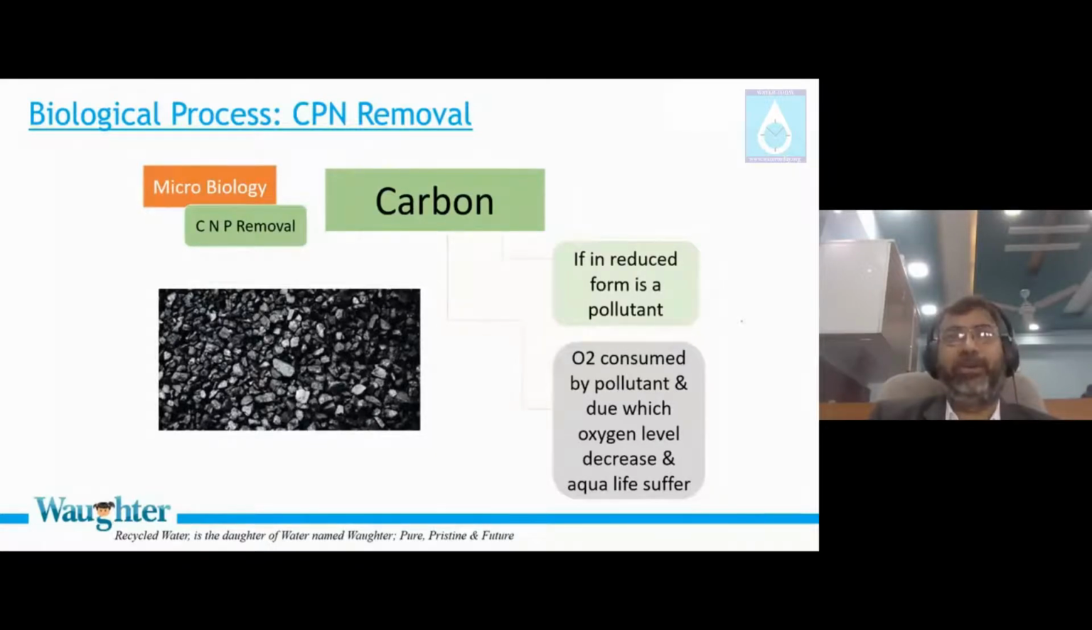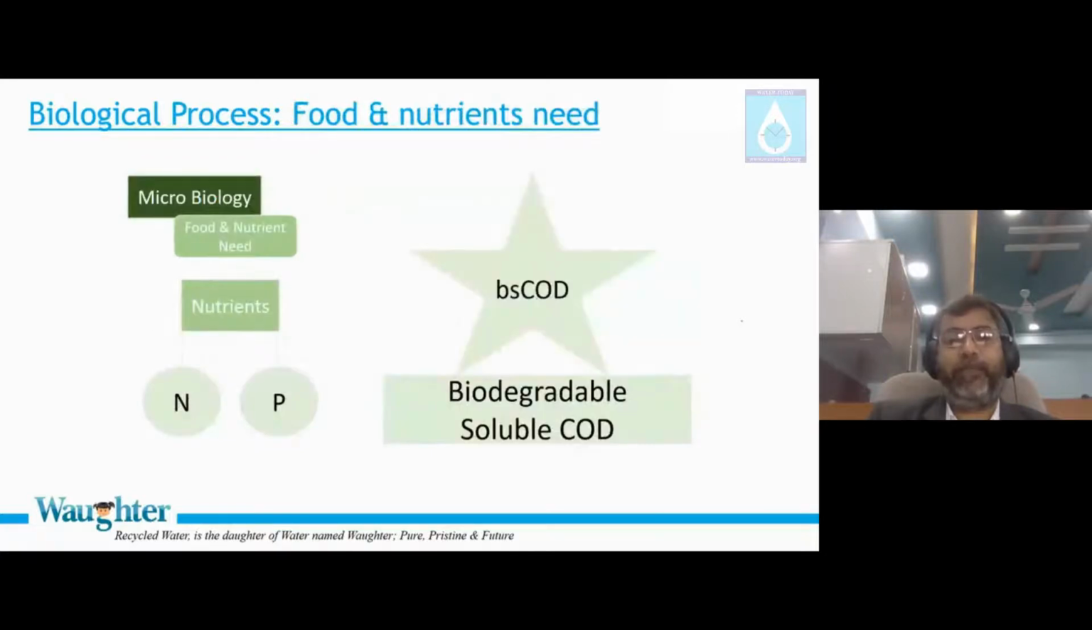into a particulate COD, and then it is very easy for you to remove the particulate COD. Biological processes also have a balance of food and nutrients. So what is the food? So you can see a beautiful star, right? The food is BSCOD, biodegradable, or biological soluble COD.